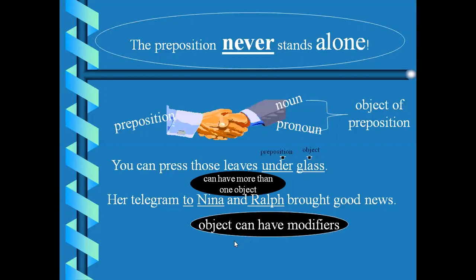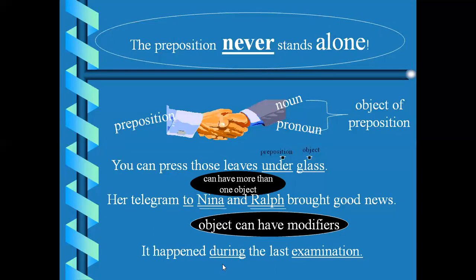An object can have modifiers. For example: it happened during the last examination. During is a preposition, and the last examination is its object.